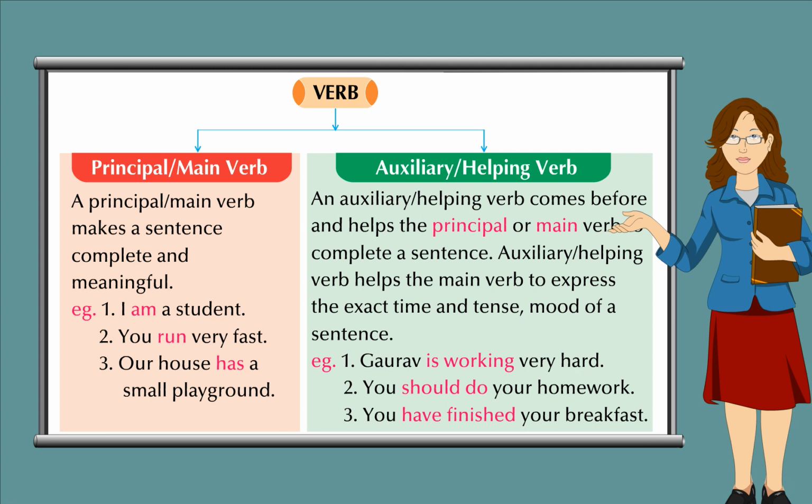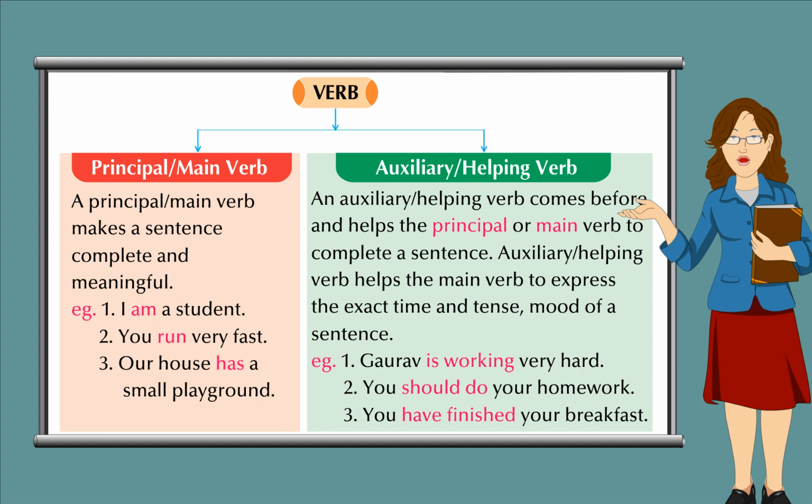Example: 1. I am a student. 2. You run very fast. 3. Our house has a small playground. Auxiliary or helping verb: an auxiliary or helping verb comes before and helps the principal or main verb to complete a sentence. It helps the main verb to express the exact time and tense mood of a sentence.